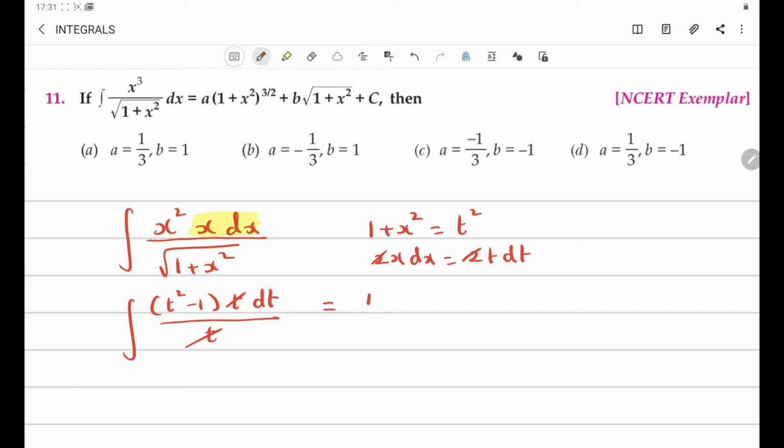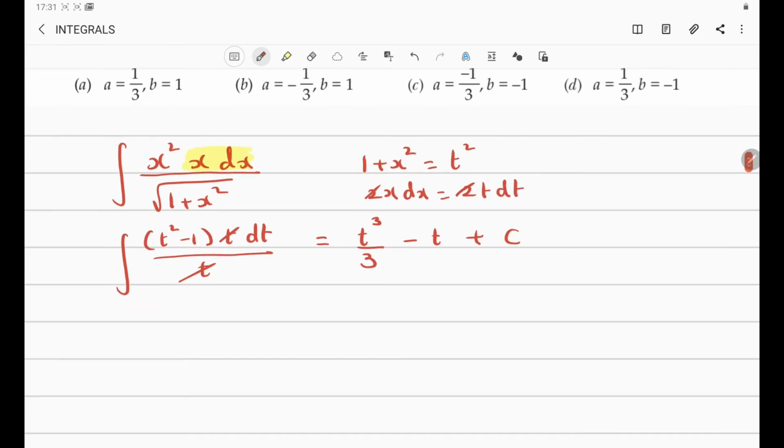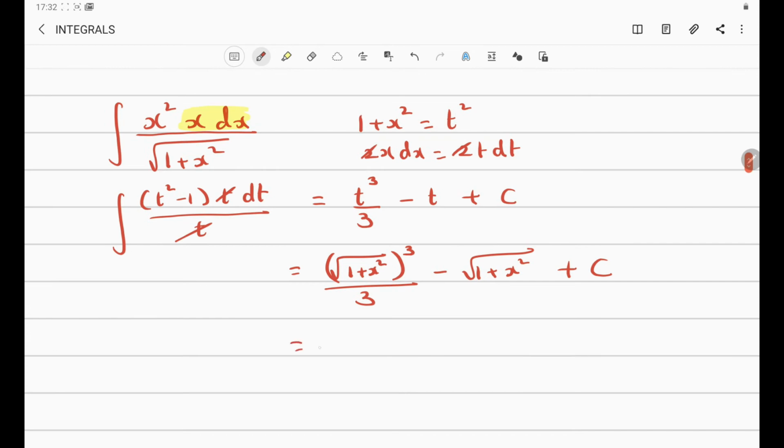Integral of t square is t cube by 3 minus integral of 1 is t, plus constant of integration c. So t is nothing but root 1 plus x square, so we get root 1 plus x square whole cube divided by 3 minus root 1 plus x square plus constant of integration c. So you can write this as 1 by 3 into 1 plus x square whole to the power of 3 by 2 minus square root of 1 plus x square plus constant of integration c.